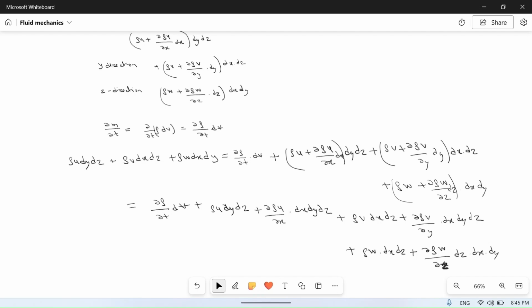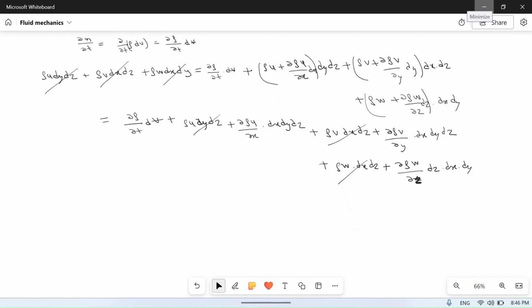So if you see carefully, these terms are equal. Rho u dy dz, and here also you can see rho u dy dz. So these will be cancelled, this will be cancelled, and this will also be cancelled.